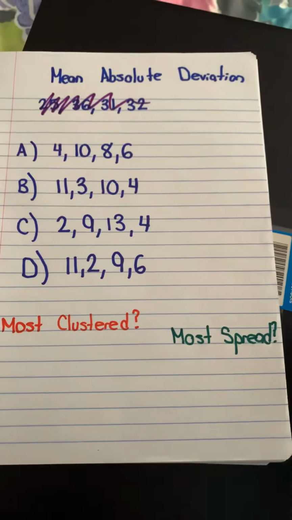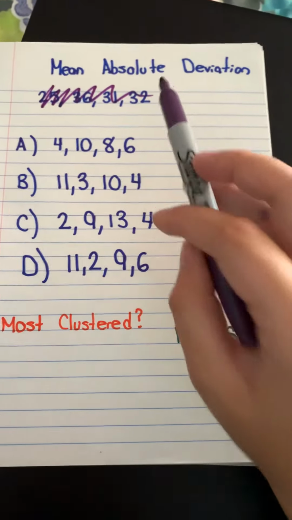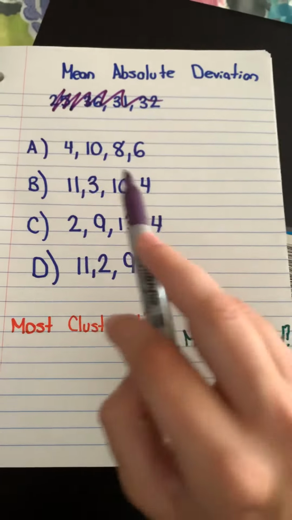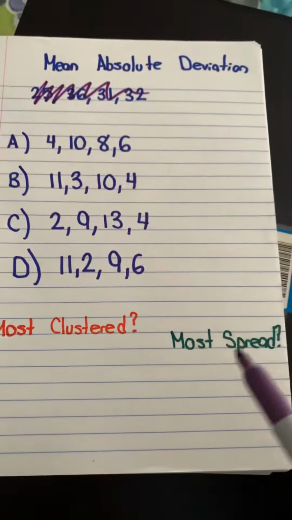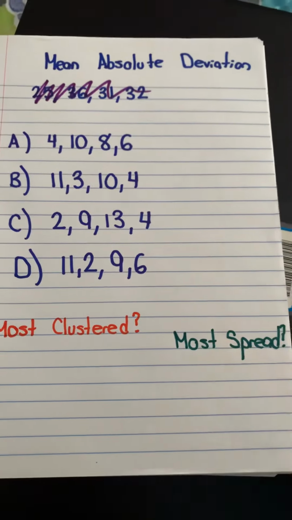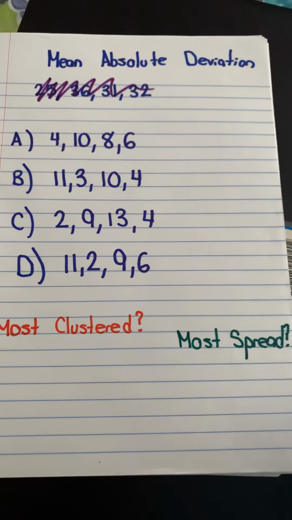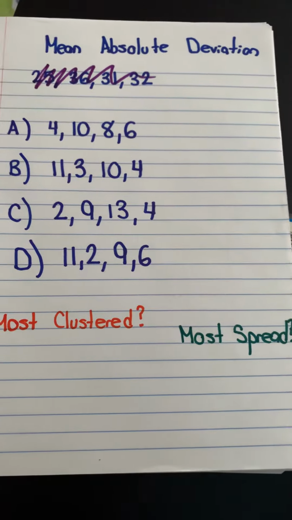So in this example, we're still working with mean absolute deviation, but I'm looking for which set of numbers here is the most clustered, and as a second question, which set of numbers here is the most spread out. So in case you didn't already get it, mean absolute deviation is kind of how spread out your data is.